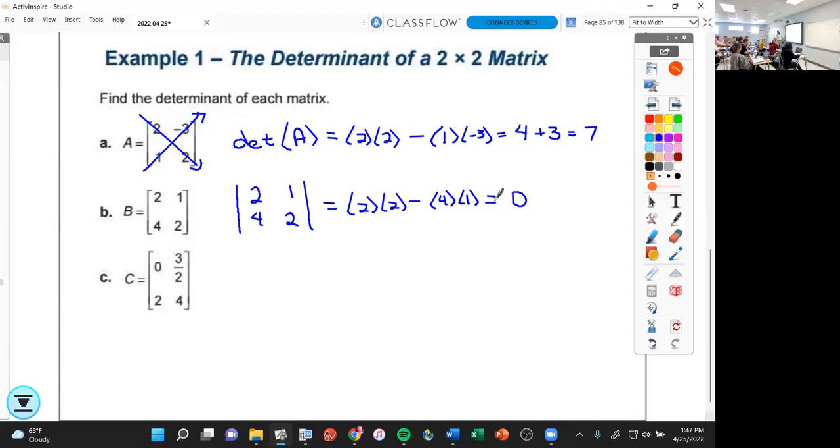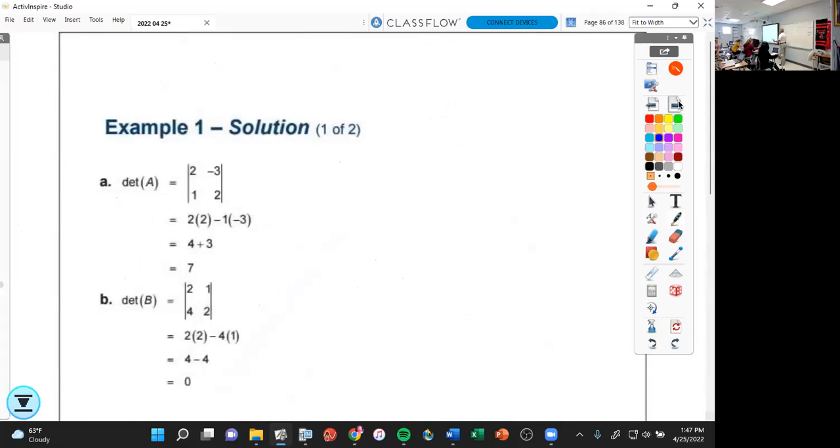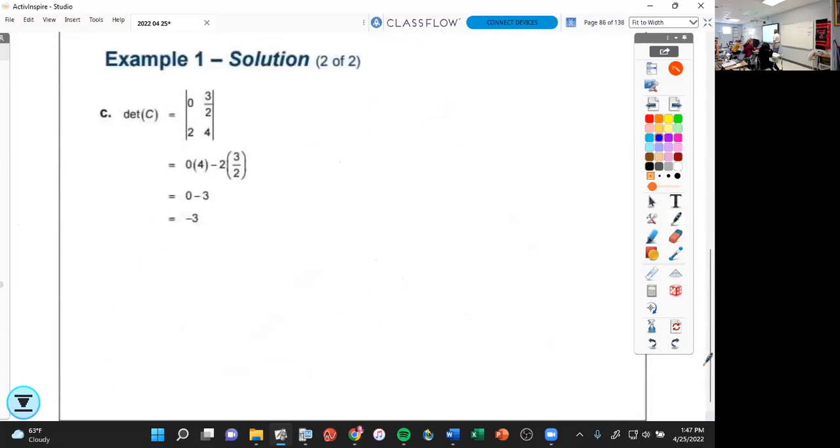There you go. Part C, I want the determinant of matrix C. Down diagonal, we get 0 times 4. 0 minus the up diagonal. 0 minus 3. Yep. Ta-da. Okay, questions on this? I'm going to slide right by the next couple real quick. If you want to screenshot them, fine, but it's just what we just did. There's that one. There's that one. And moving on.